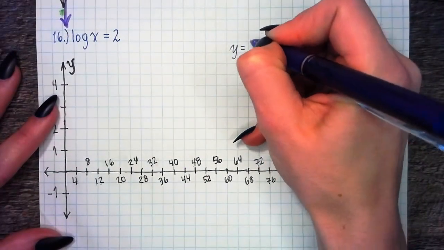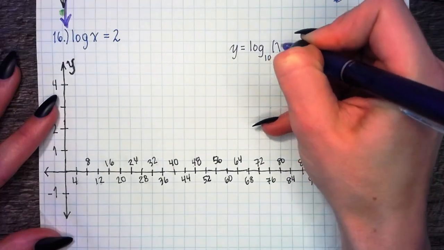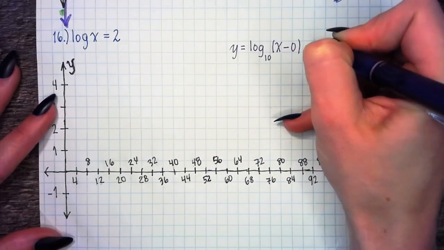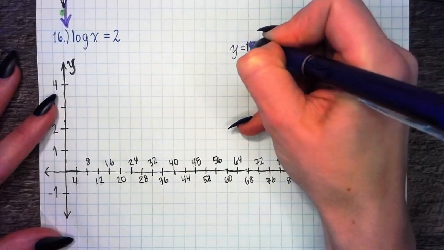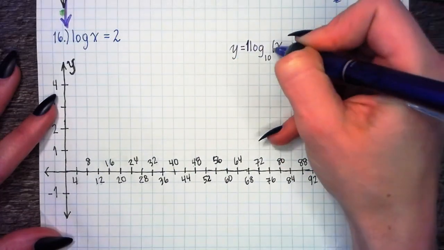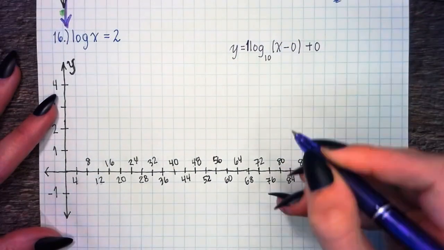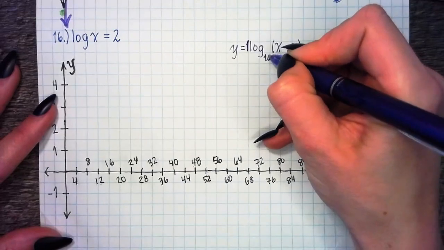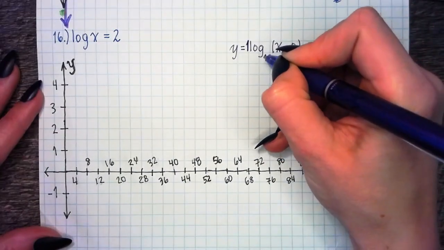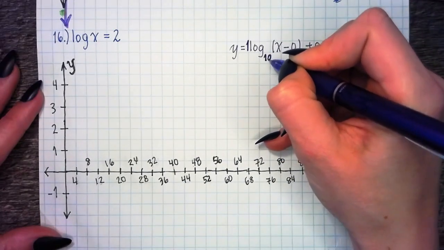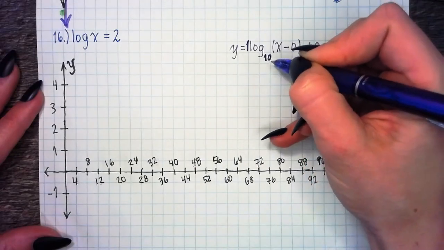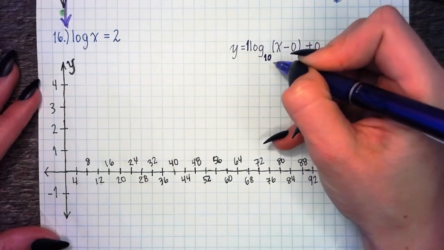y equals log base 10 of x, which is really minus 0 and plus 0, and that is an invisible 1 out front for my vertical stretch, and I don't have anything affecting a horizontal stretch or compression. And that's something I should mention as well. A lot of people kept referring to the base as the horizontal stretch or compression when we did our graphing section. 10 is just the base.